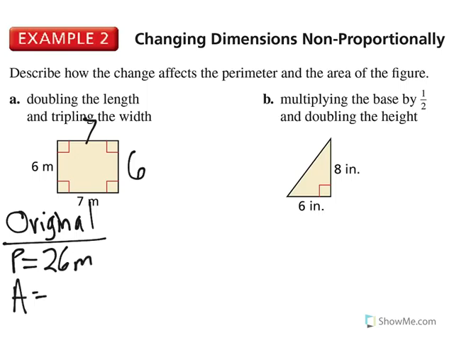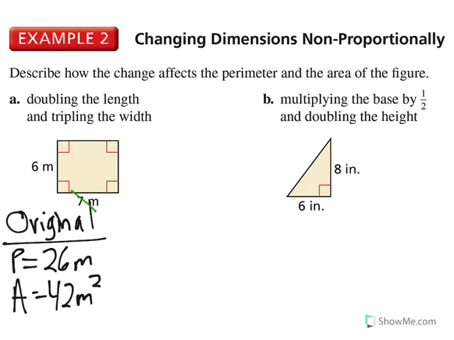For area, I just do length times width, or base times height. So I would just have 7 times 6. And so 7 times 6 is 42. And that would be meters squared. So now we need to actually change our dimensions. Okay, so we're going to double the length and we're going to triple the width.